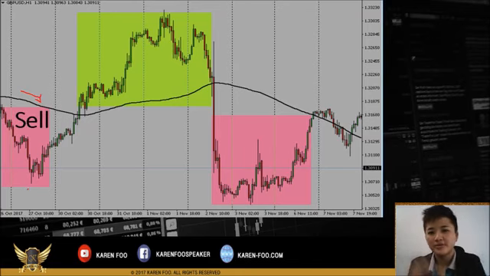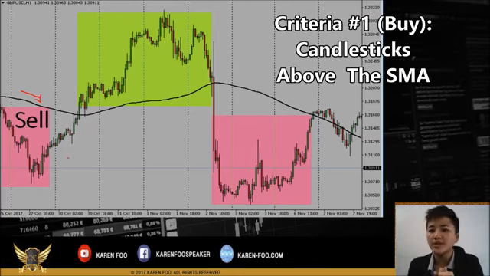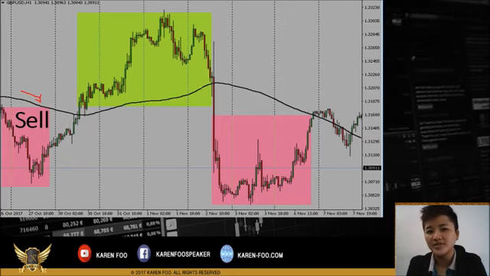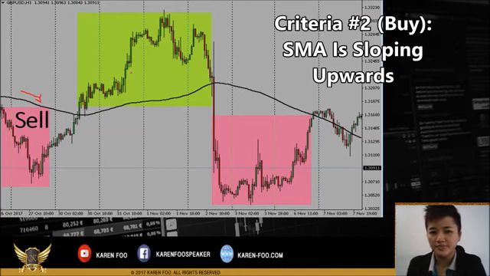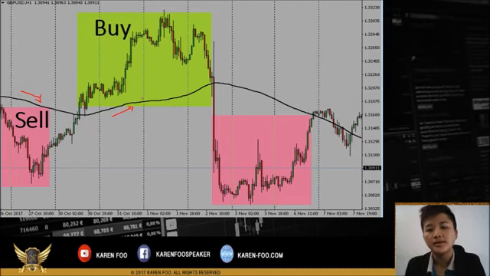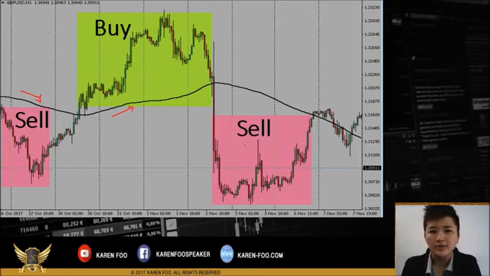Then for buy, you flip it around. First criteria, you want a candlestick to be above the 100 moving average. In this case, you look at this green area right here. All of these candlesticks are above the 100 simple moving average. Now, of course, the second criteria, you want to make sure that the slope of the moving average is going upwards. This area right here, you can potentially make a buy. Then same thing for over here, you can make a sell depending on whether there's a signal or not.